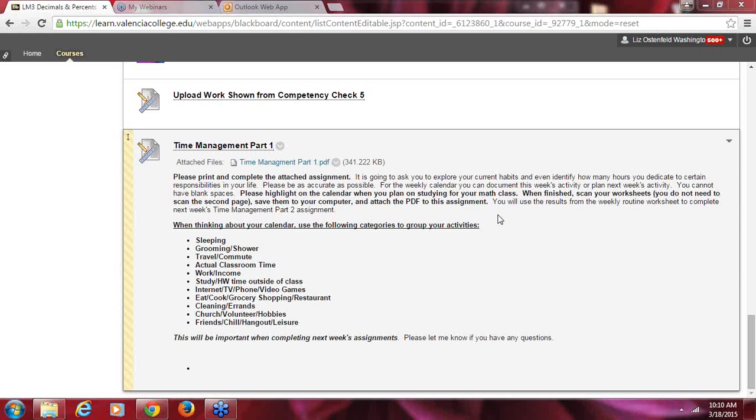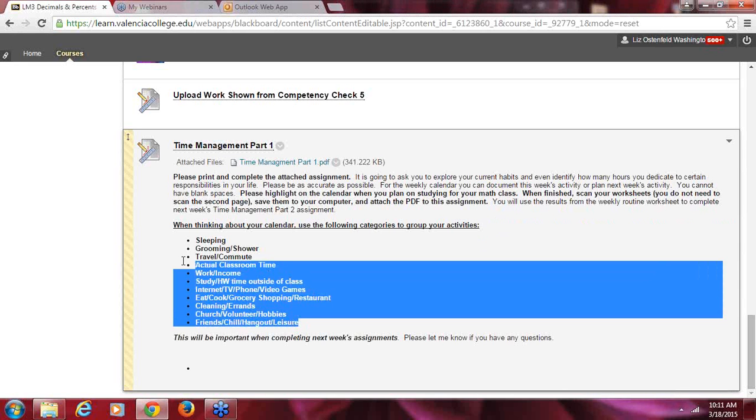When finished, scan your worksheets. You do not need to scan the second page. Save them to your computer and attach the PDF to this assignment. You will use these results from the weekly routine worksheet to complete next week's assignment.